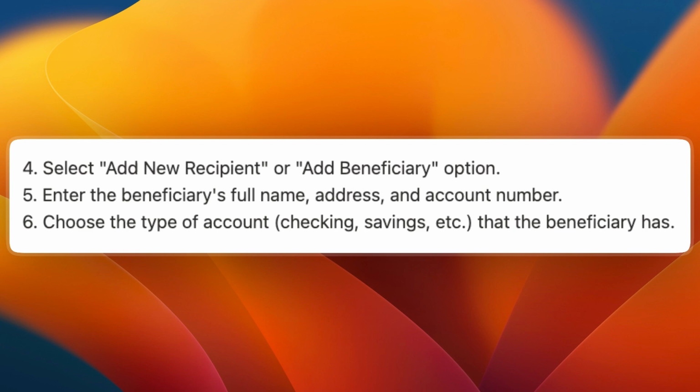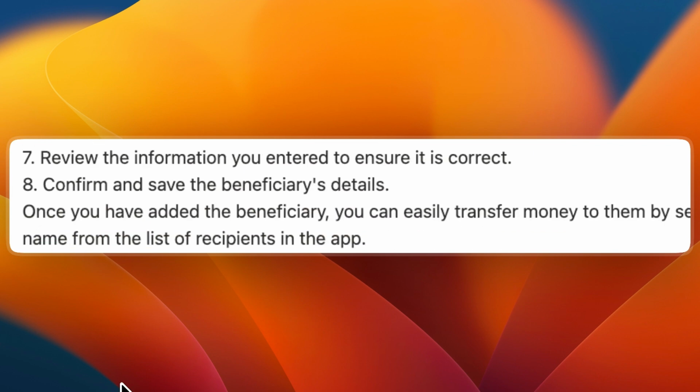From there, select the add new recipient or add beneficiary option. Then enter the beneficiary's full name, address and account number, and choose the type of account, such as checking or savings, that the beneficiary has. Then review the information you entered to ensure it is correct, and confirm and save the beneficiary's details.